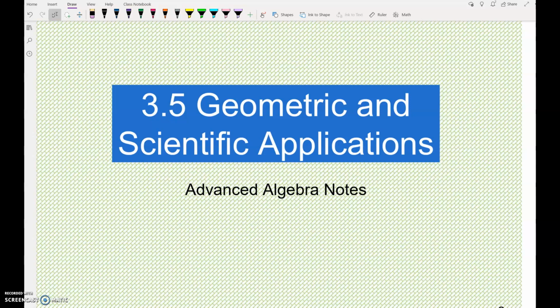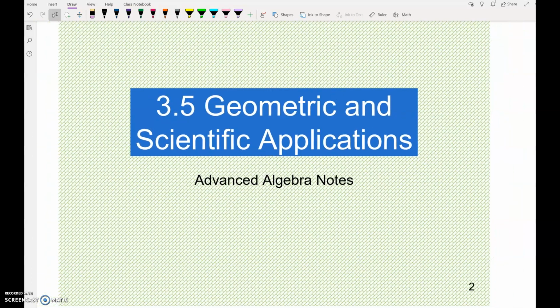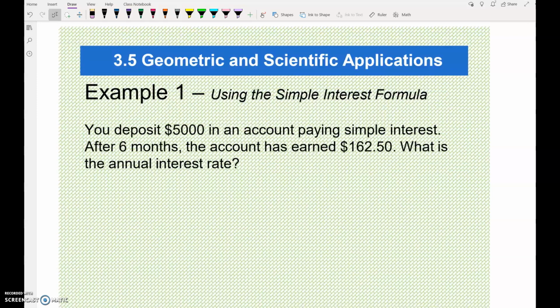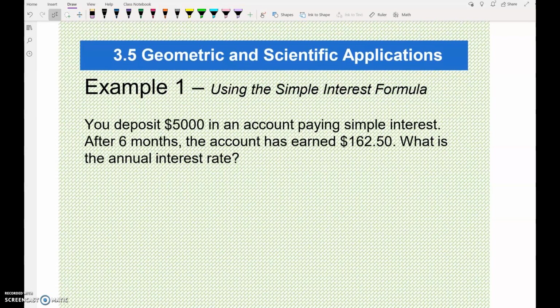Today we're going to look at geometric and scientific applications. That basically just means kind of real world-ish type of problems. However, I say real world and then the first example is totally not real world because nobody in the real world uses the simple interest formula. Pretty much every institution that involves interest uses some form of weirdly compounded interest.